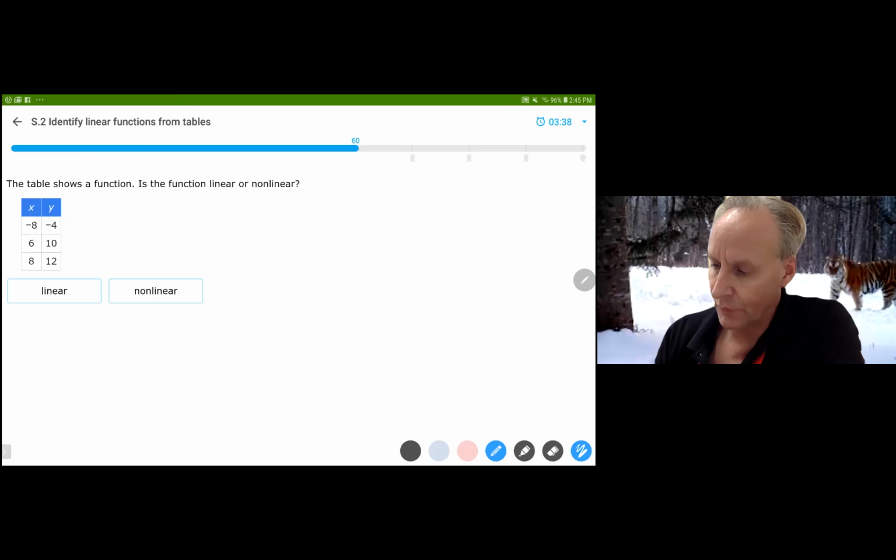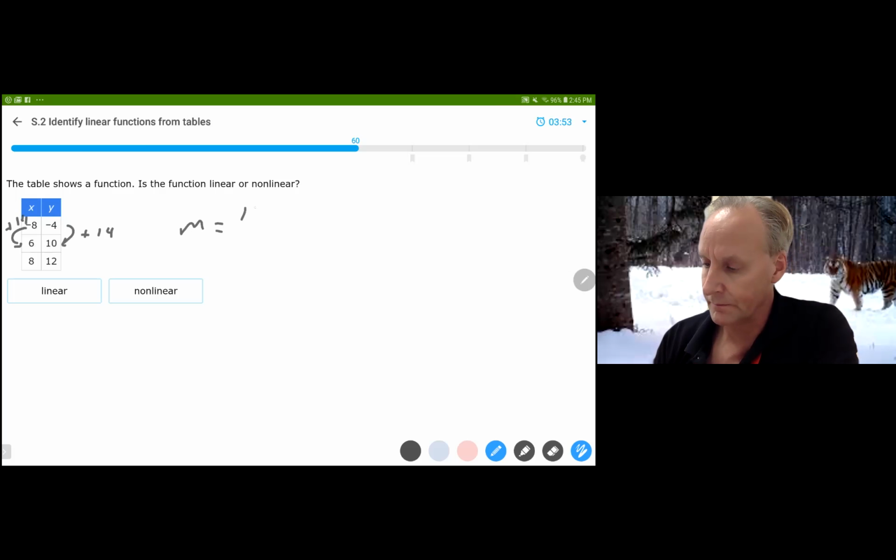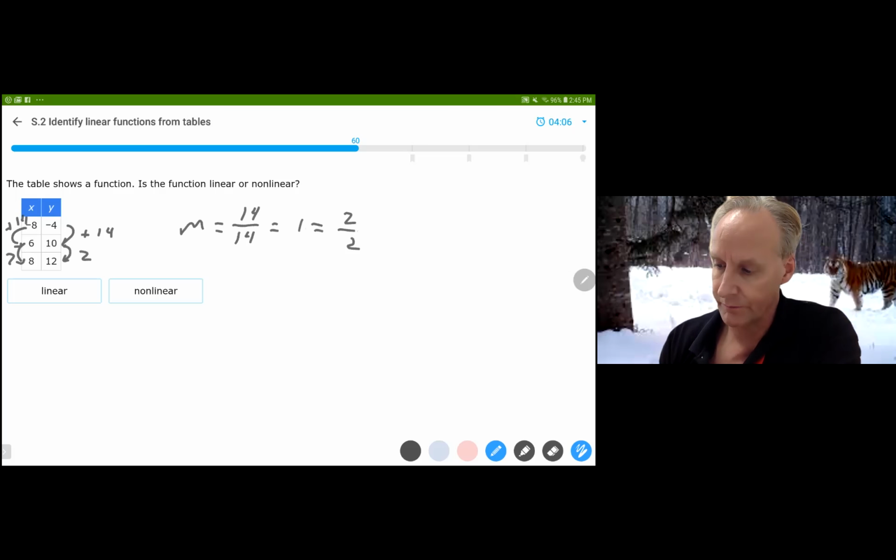So negative 4 to 10 is a positive 14 change, and negative 8 to 6 is also a positive 14 change. So the slope between the first pair of points is 14 over 14, or 1. Now the slope between the second pair of points is 2 over 2, which happens to also be equal to 1, and so they are linear.